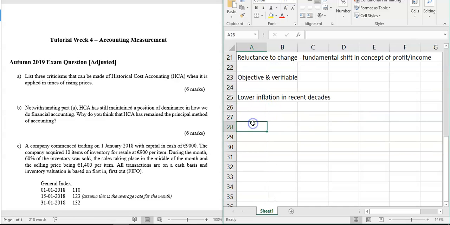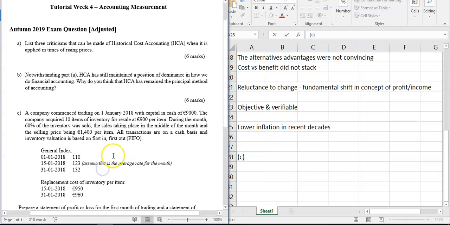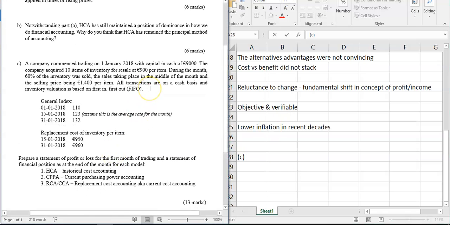So your last piece then is the actual calculative piece. If we go back and have a look at it, we're given a company trading in 2018. You're told they bought 10 items with capital of 9,000. During the month, they sold 60% of them, so they sold 6 items, and there's 4 items left in inventory. And what you're given is a general index, which you're going to use for current purchasing power accounting, and you're given the replacement cost, which of course you're going to use for your current cost accounting.